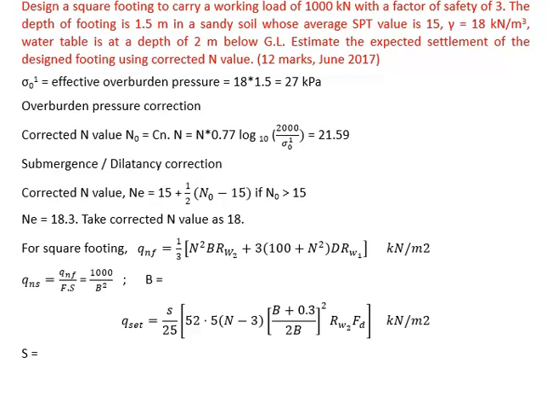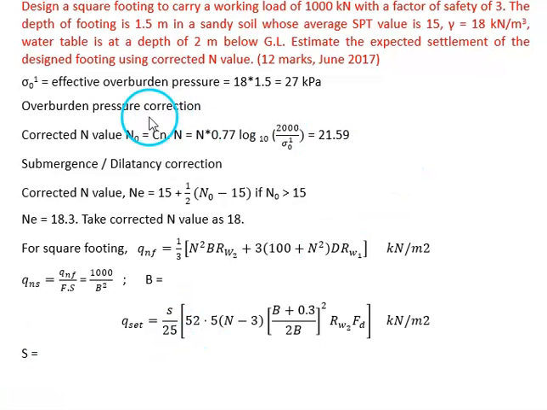So here two things are asked. One is to find the width of the footing and the other one is to find the settlement, the allowable settlement. So we can use the net ultimate bearing capacity equation to estimate the width of the footing, and by substituting this value in the bearing capacity and bearing pressure equation, we can estimate the settlement.